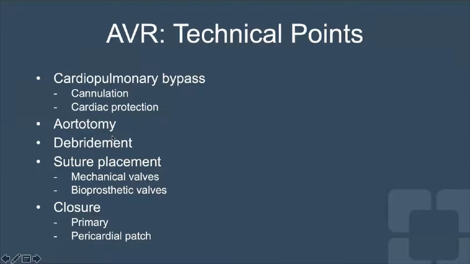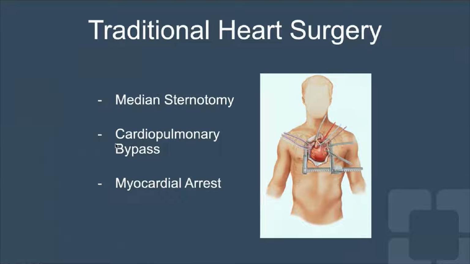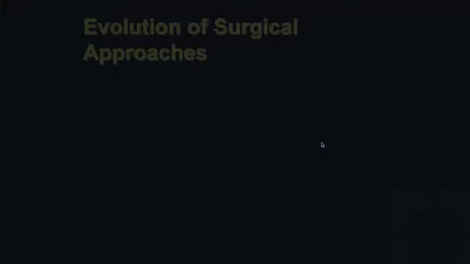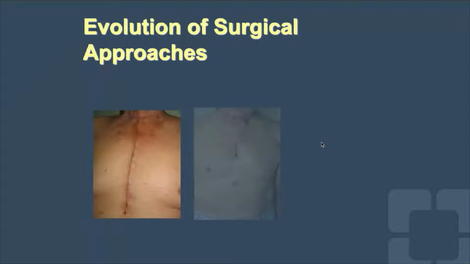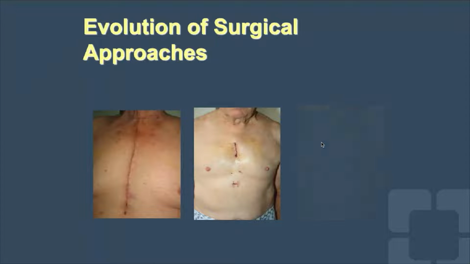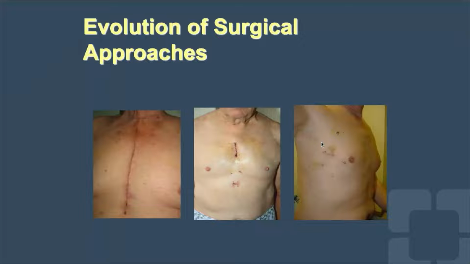We open the aorta, we take out the calcium, we place the sutures, and then we close the patient. Historically, this is always done through a median sternotomy, where the sternum is divided. We put the patients on central cardiopulmonary bypass and we arrest the heart. However, over time, we are able to do these procedures through less invasive means.